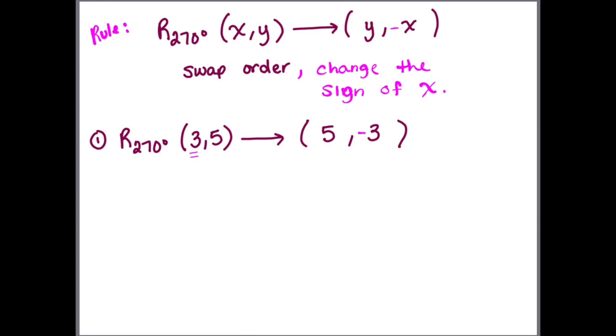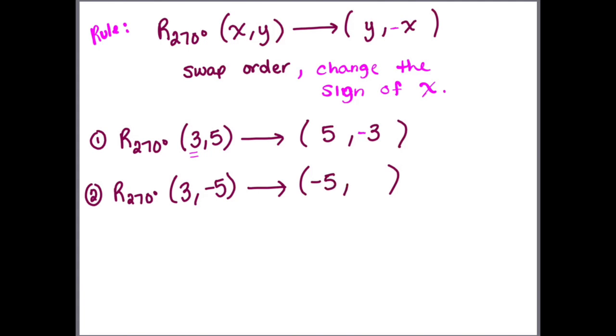Okay, so let's try number 2. Rotation of 270 degrees, and let's say we have 3, -5. Where will that take you? So first thing we're going to do is swap the order, and we must change the sign of the original x.